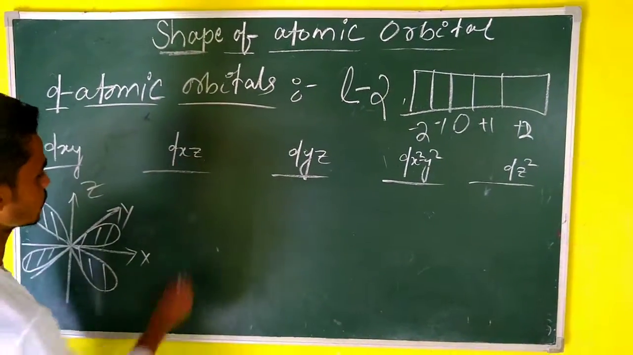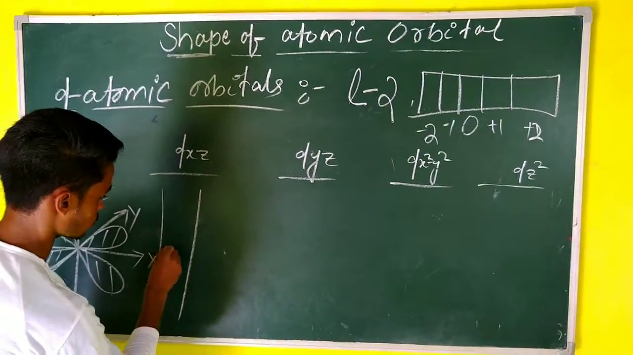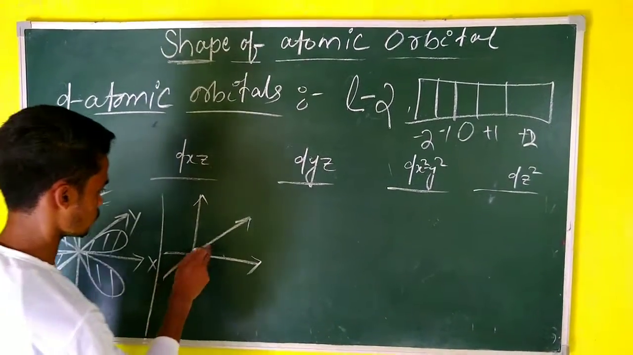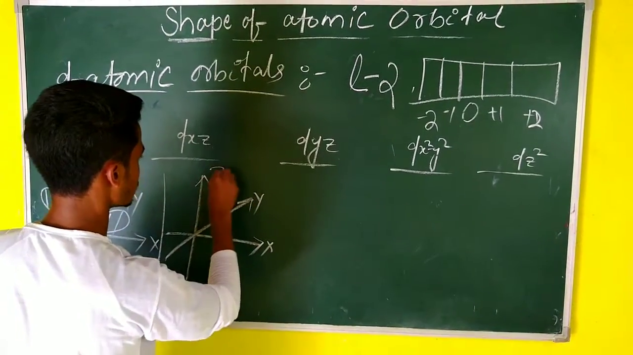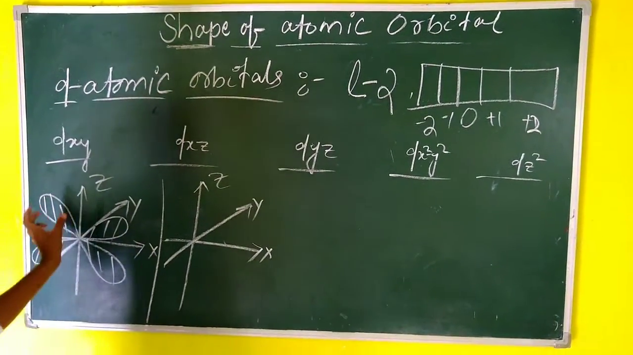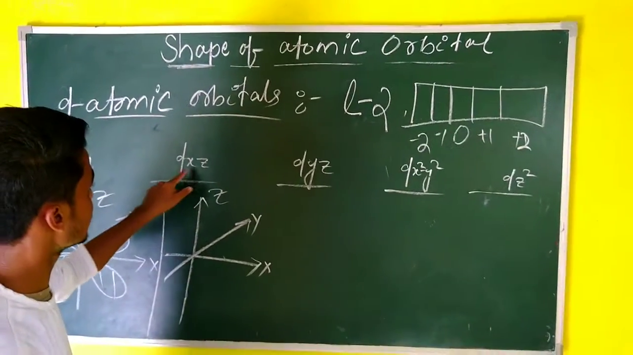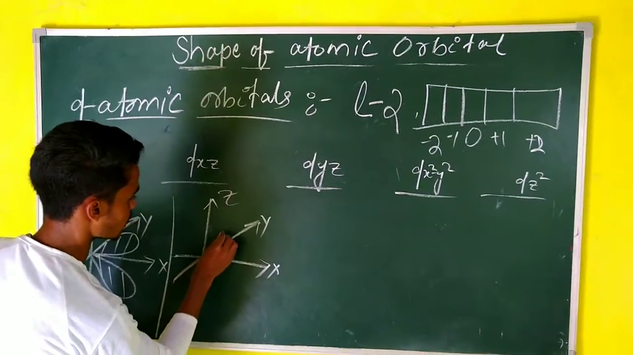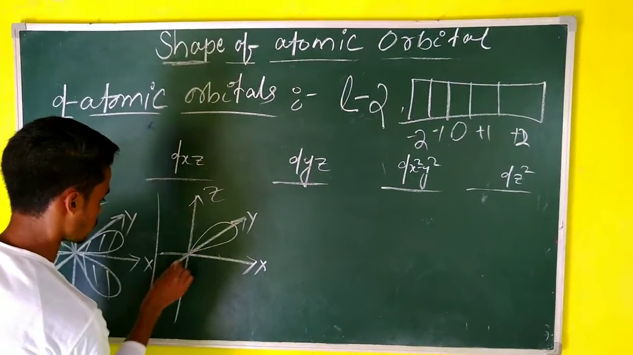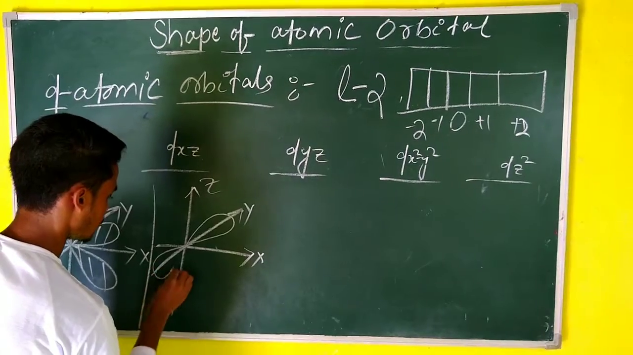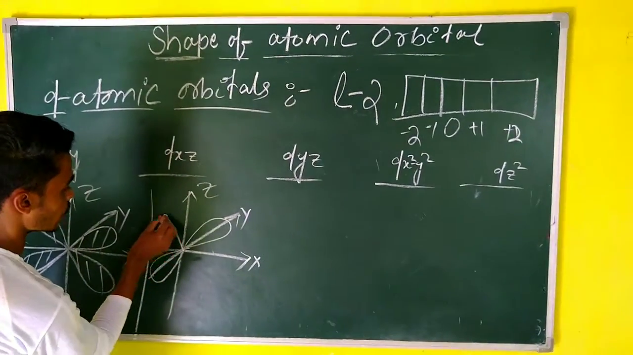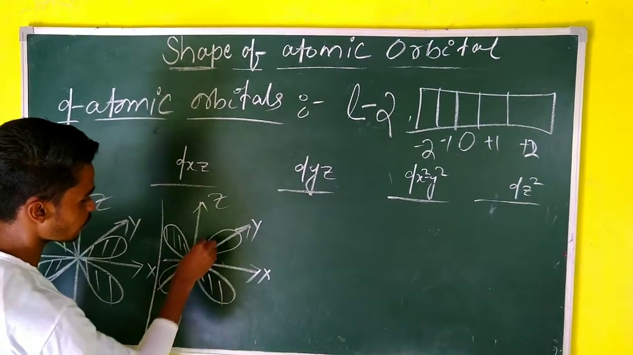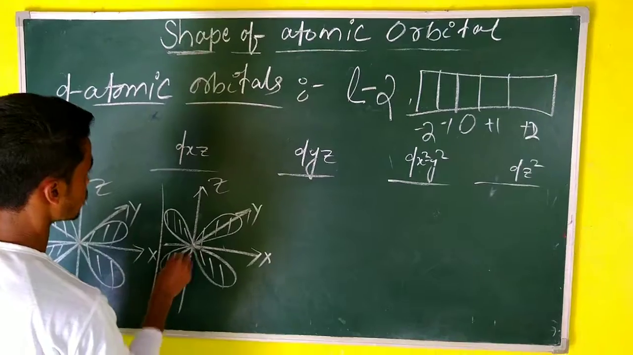Then dxz. X, Y, Z. Double dumbbell shapes are present in X and Z. Between X and Z, dumbbell shapes are present. Then on the opposite side we can draw another dumbbell shape. So this is the shape of dxz.